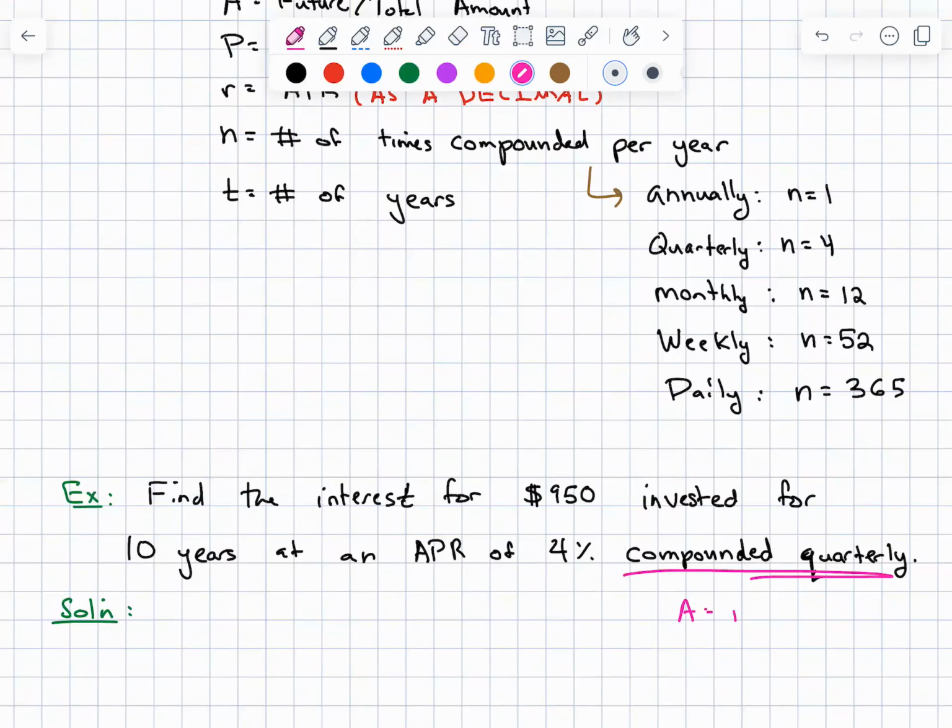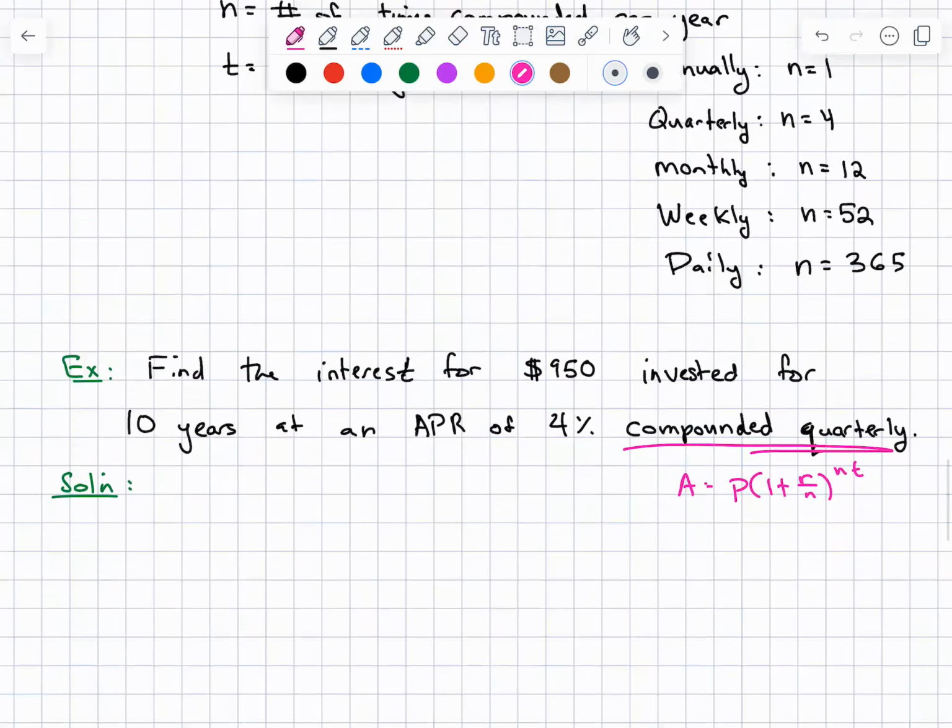A is equal to P times 1 plus R divided by N, raised to the NT. It's always a good idea to write it down at least once when you're doing these problems, just to practice and get comfortable rewriting it. But since it will be provided, as long as you know which one is which, you should be fine. Since it says compounded quarterly, we're using the compound interest formula. So let's label everything we need: A, P, R, N, and T.